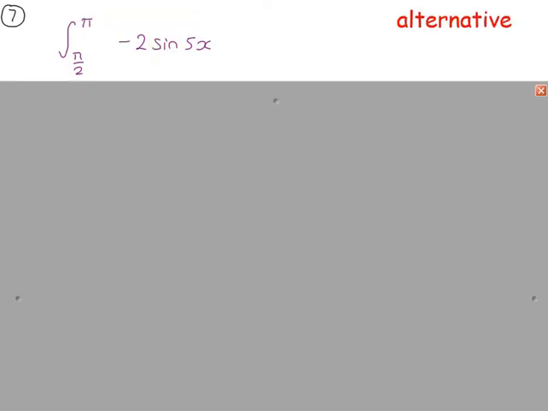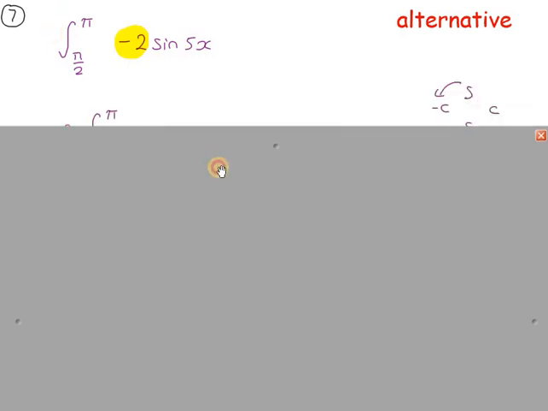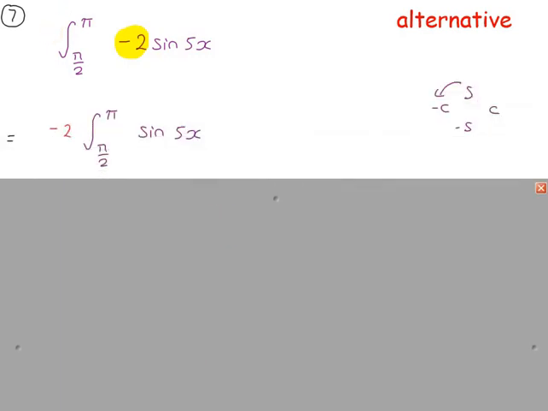In this alternative approach, I'm going to take out the minus 2. Okay, it's just a coefficient, just the constant that we're multiplying the sine term by. I can put it on this side, like so. Now I'm integrating this. Whatever I get, the final answer after all the integration's done and you put your limits in, right at the end you multiply by minus 2.